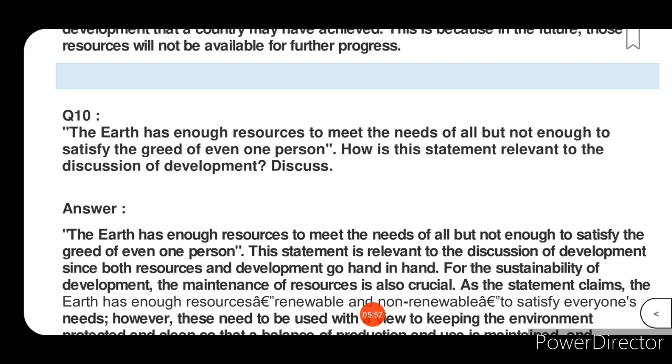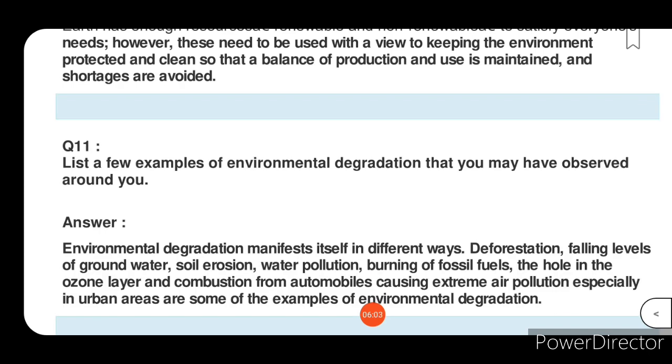Question 11. List a few examples of environmental degradation that you may have observed around you. Answer is, environmental degradation manifests itself in different ways. Deforestation, falling levels of groundwater, soil erosion, water pollution, burning of fossil fuel, the hole in the ozone layer and combustion of automobiles causing extreme air pollution, especially in urban areas, are some of the examples of environmental degradation.